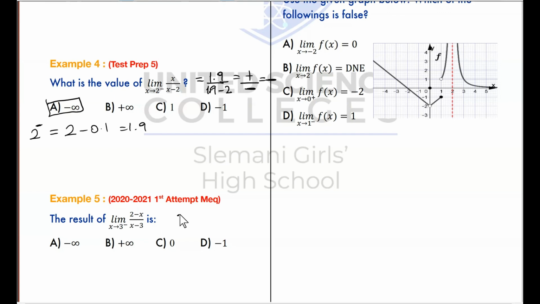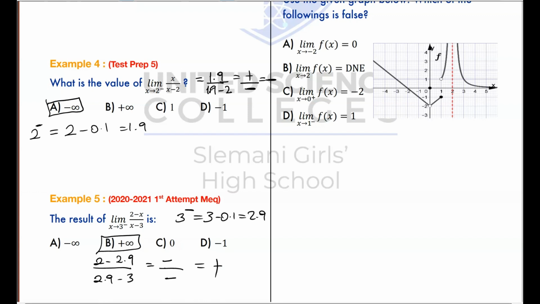We use the same idea. 3 from the left. So we subtract 0.1 from 3. It's 2.9. So we insert 2.9 into the function. So 2 minus 2.9 divided by 2.9 minus 3. 2 minus 2.9 is negative 0.9, divided by 2.9 minus 3, which is negative 0.1. So negative divided by negative will give you a positive result. So if the result is positive, then my answer is positive infinity. See, it's pretty simple.